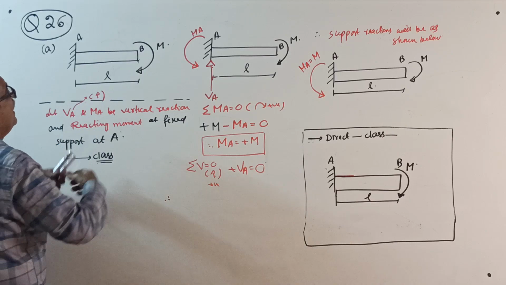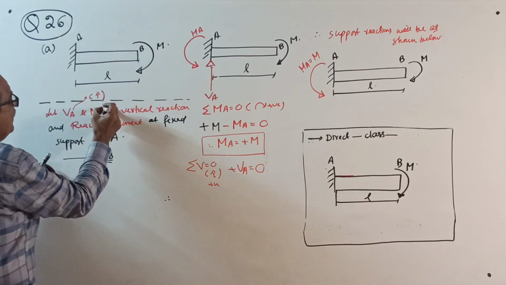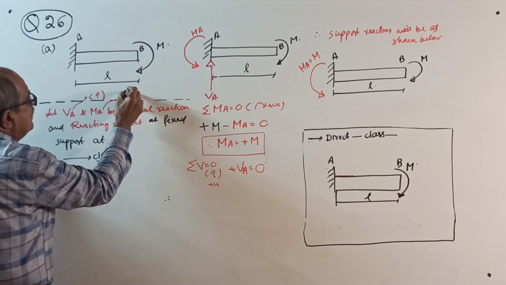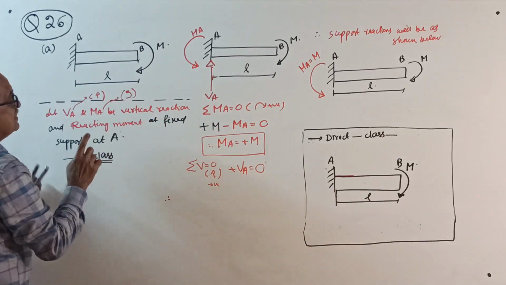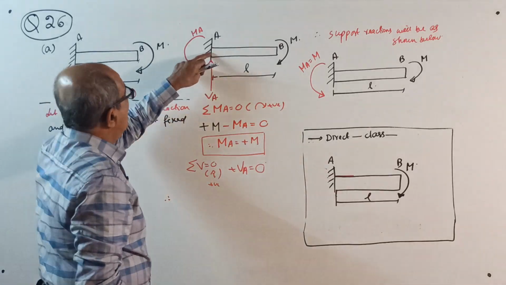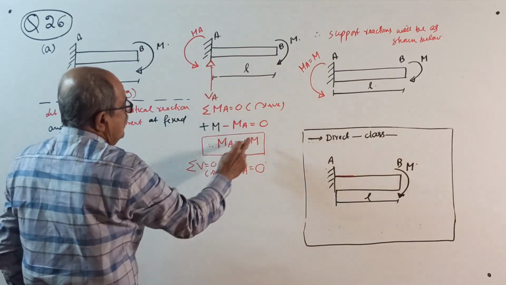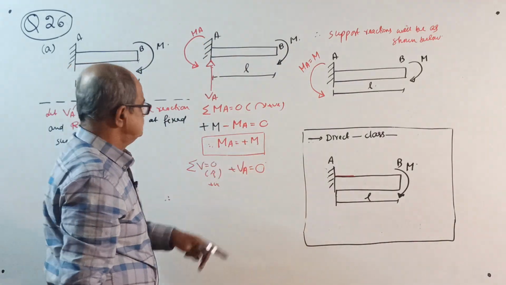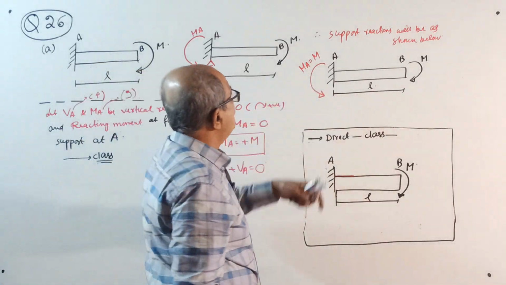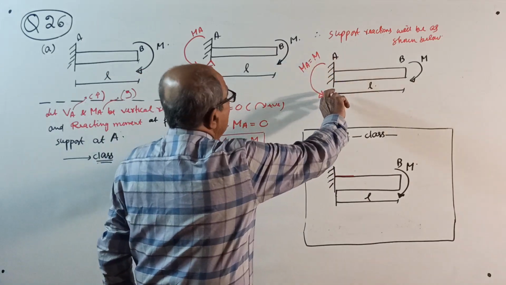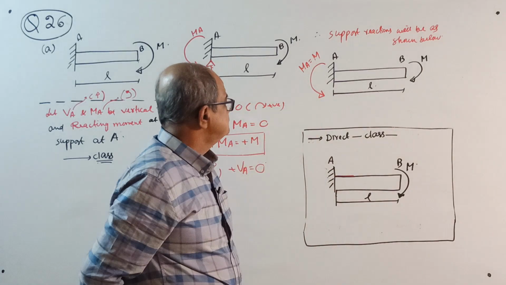Regarding MA, you are applying a clockwise moment, so reacting moment MA will be anti-clockwise. Vertical reaction, start. Sigma M about A equal to 0: plus M minus MA equal to 0, MA equal to plus M. Sigma V equal to 0, VA equal to 0. So the support reactions will be MA equal to M. That's all. No vertical reaction.